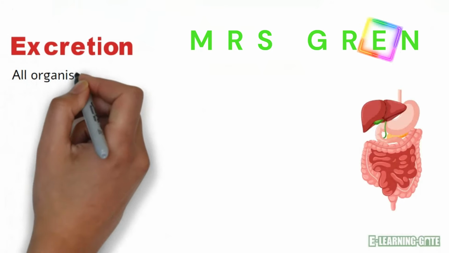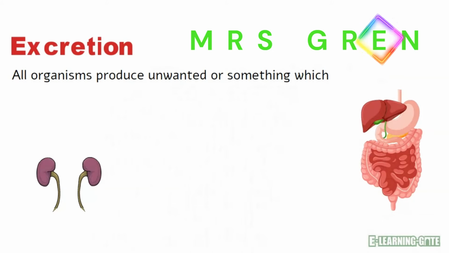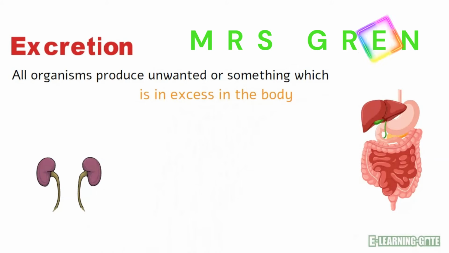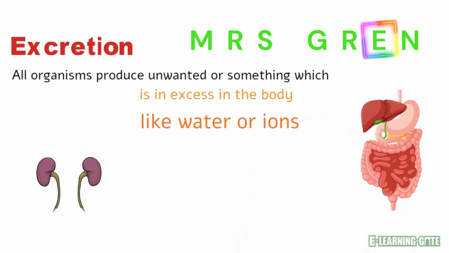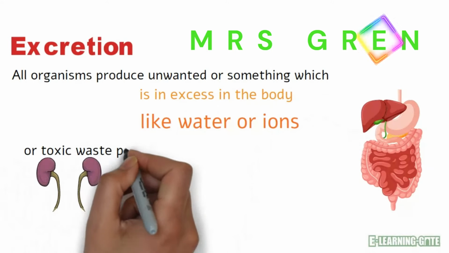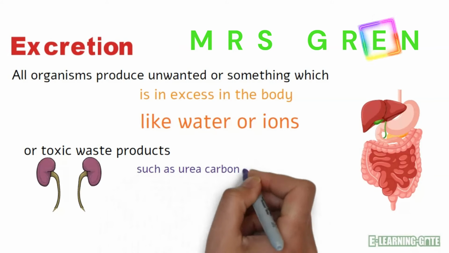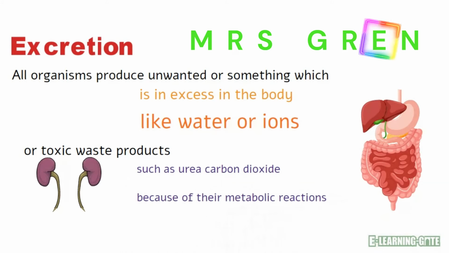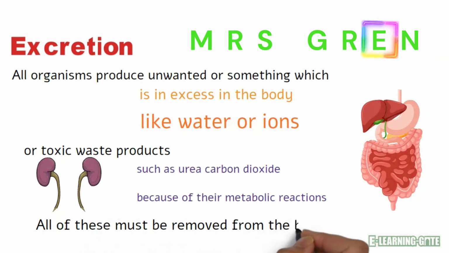The next feature is excretion. All organisms produce unwanted or excess substances in the body, like water or ions, or toxic waste products such as urea and carbon dioxide, because of their metabolic reactions, and these must be removed from the body. This is done by the process of excretion.